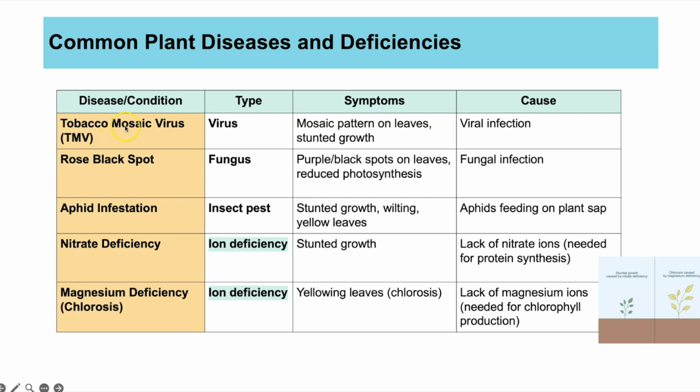But tobacco mosaic virus we had come up earlier on. That is a virus. It causes these mosaic patterns on leaves. It stunts the growth. Rose black spot is a fungal infection. It causes these purple black spots on the leaves. And in both of these cases, because you are damaging the leaf, that means you have less photosynthesis occurring, less glucose being produced, less glucose for respiration. That means less energy, and the plant just isn't going to grow as much.